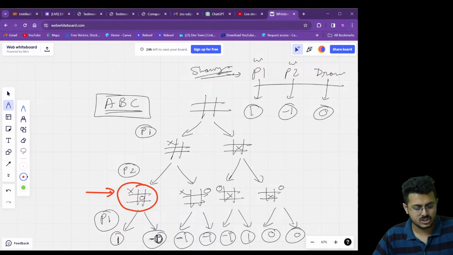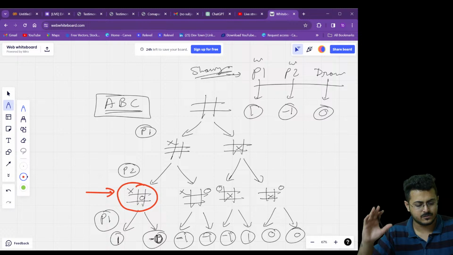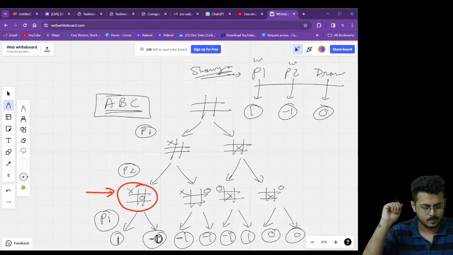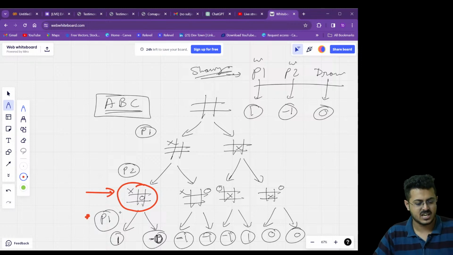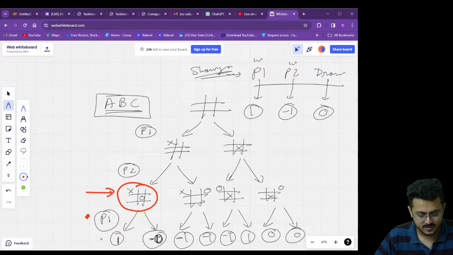Think about it, guys. Whose chance is it? Which player is going to play? Player 1, right? Because right over here, as you're able to see, it is the chance of player 1 right now. That is the person who is making the choice right over there.